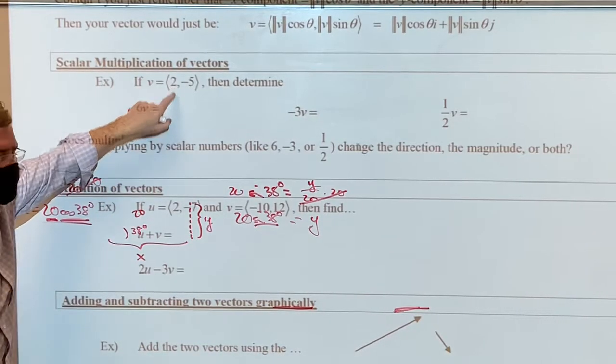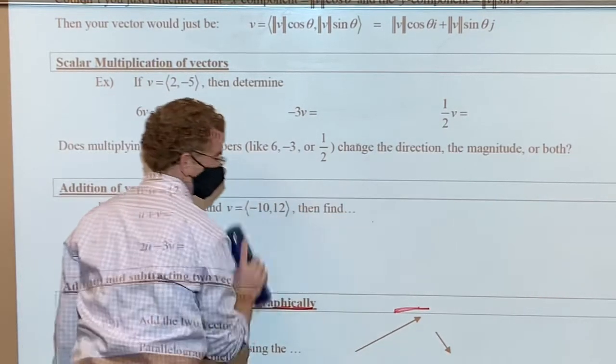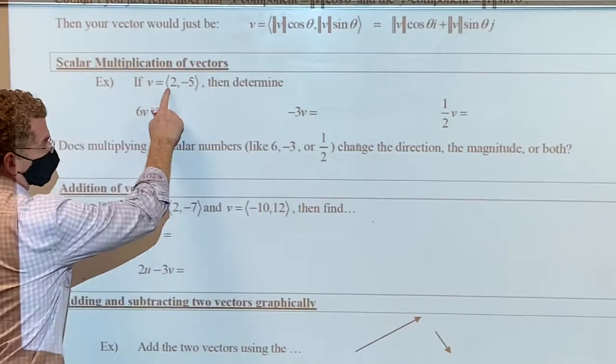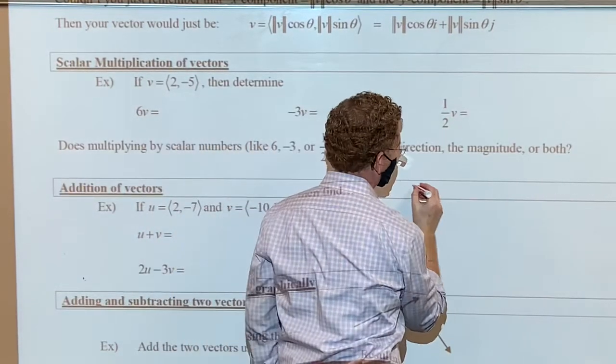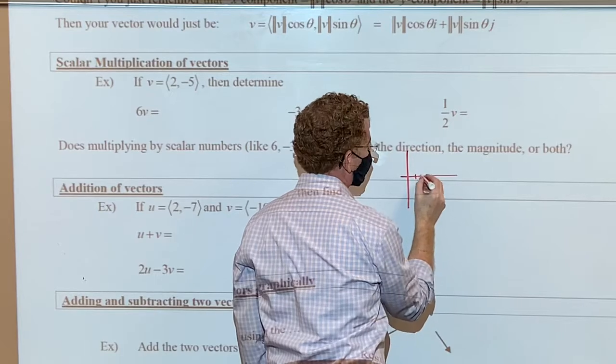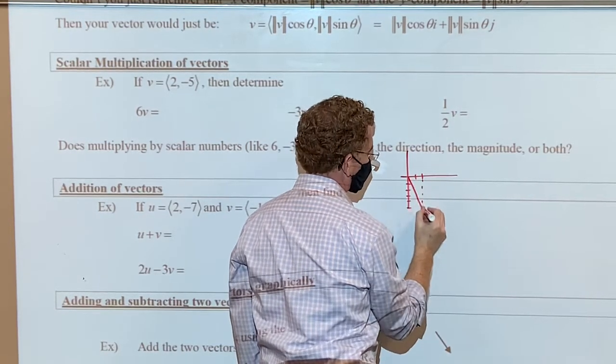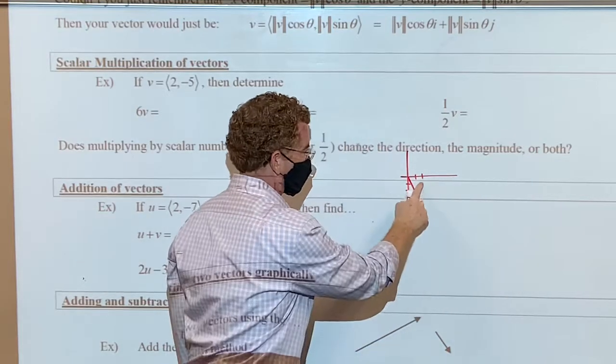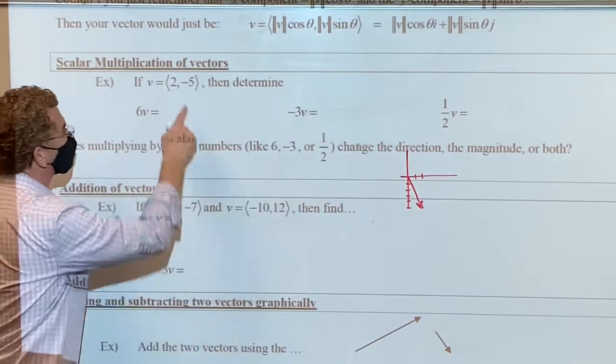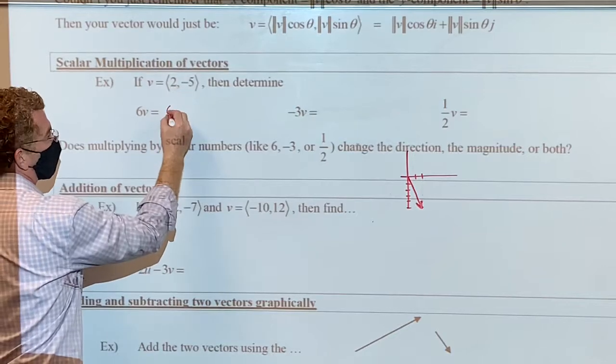So right here, if you think about the vector 2, negative 5, this would be me sketching 2, negative 5. Over 2, 1, 2, 3, 4, 5. It would look like this right here. Over 2, down 5, right? What do you think happens if I multiply this vector by a 6?